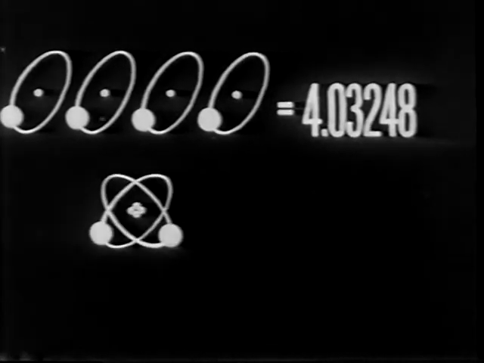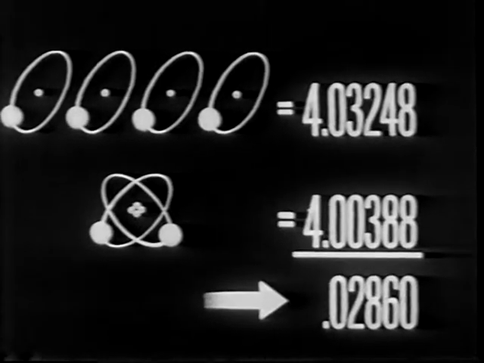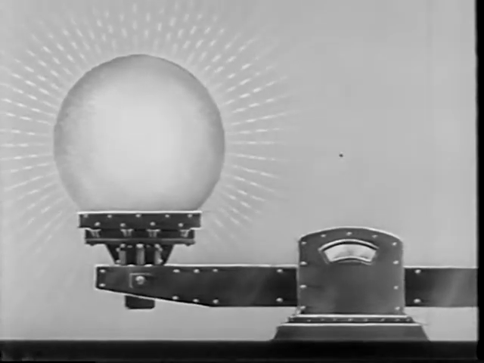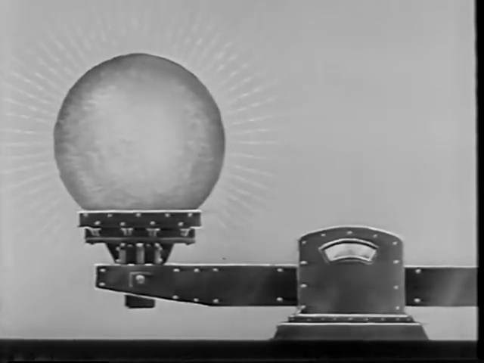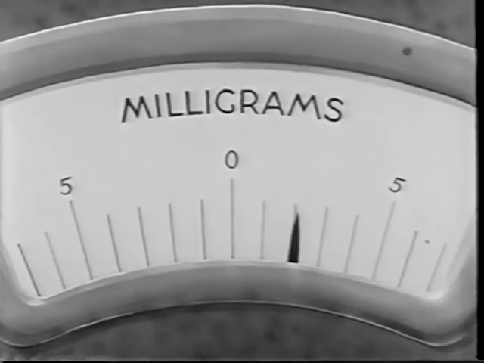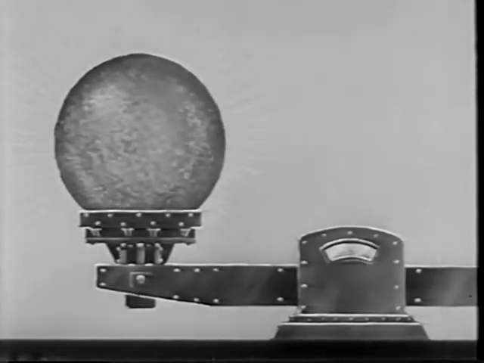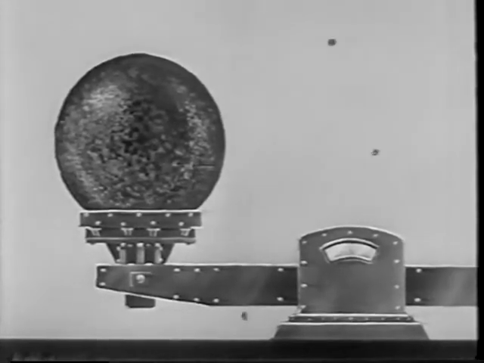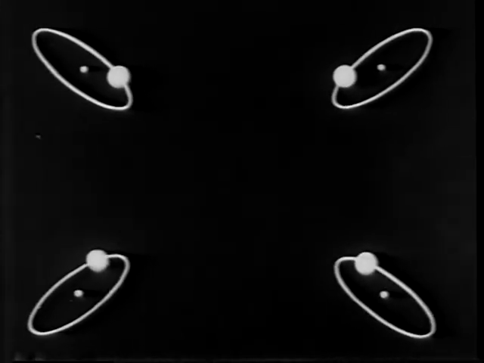Four hydrogen atoms weigh this much in mass units. The helium atom weighs this much. This weight is lost in the process of combination. What happens to it? Suppose we have on a scale an iron ball at a temperature just below the melting point. As the ball cools, it loses a slight amount of weight. In cooling to room temperature, a 5-foot ball will lose 5 milligrams of weight. The weight is given off as radiant energy. Similarly, the weight lost when helium is formed from hydrogen is given off as radiant energy.